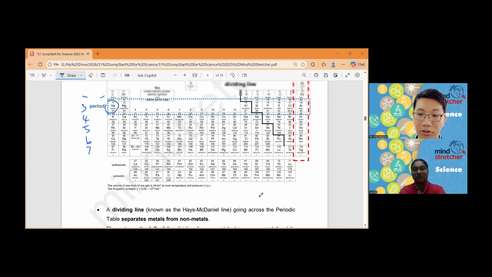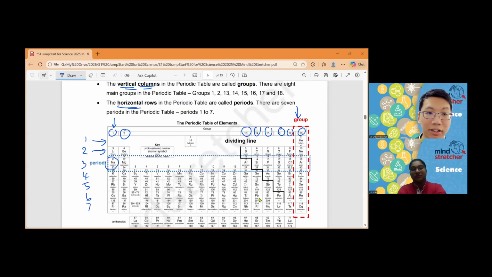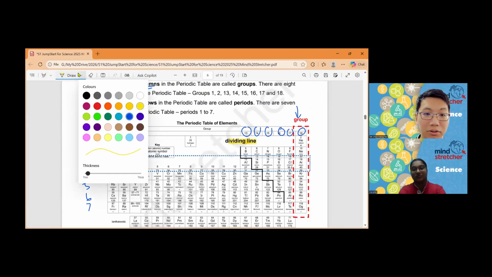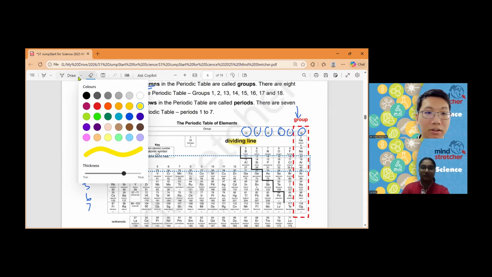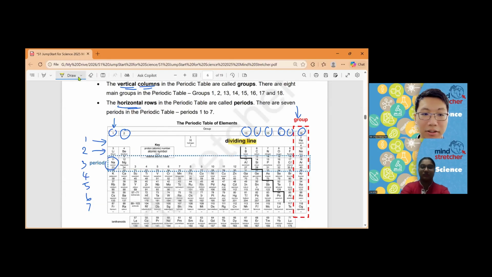Now coming back to this. Do you all see this dividing line? The thick black line. This is the dividing line that divides the periodic table partially. Those on the left side are the metals, and those on the right side are the non-metals.